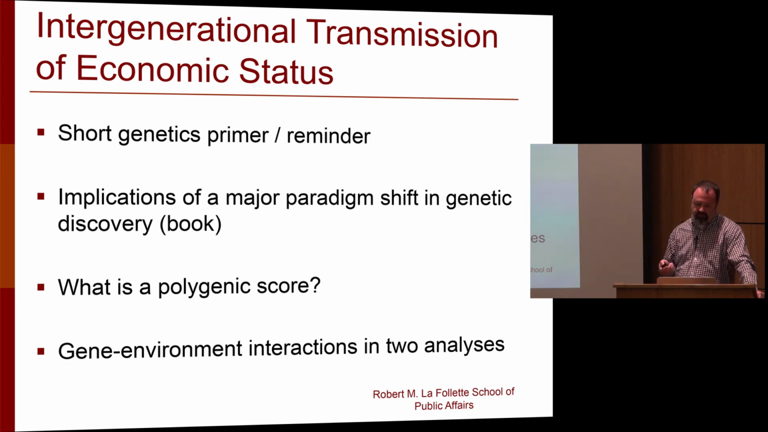And the short answer of the implications of this paradigm shift for social scientists is to accumulate information across individuals' whole genome and sum it all up to what's called a polygenic score. So I'll describe that in a slide, and then go into an actual analysis of real data using a nationally representative study in the U.S.